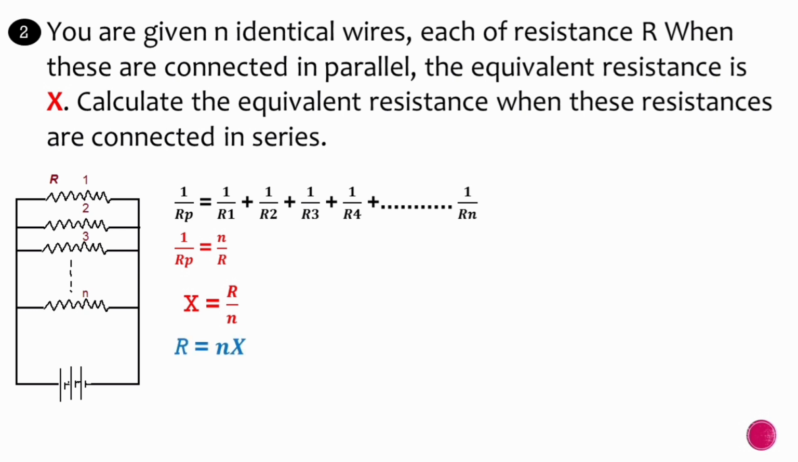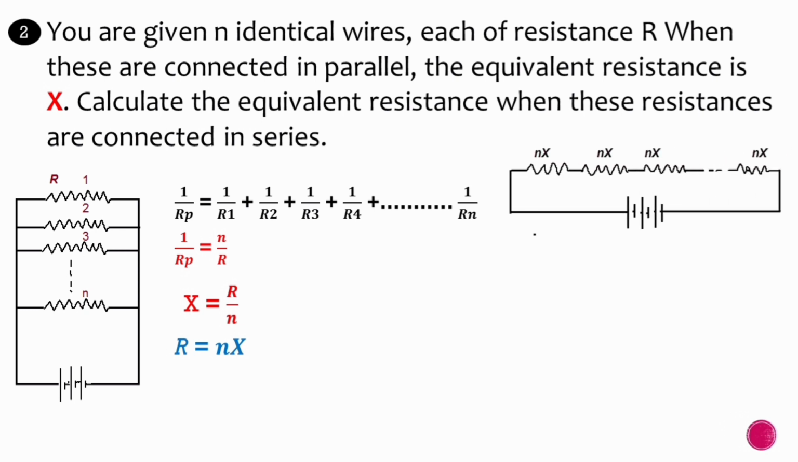Now the second part of the question says that these wires are connected in series. So let's draw the circuit. So all these resistors are connected in series and the value of each resistor is nX. How will you calculate the equivalent resistance here? Just add the value of the resistances.